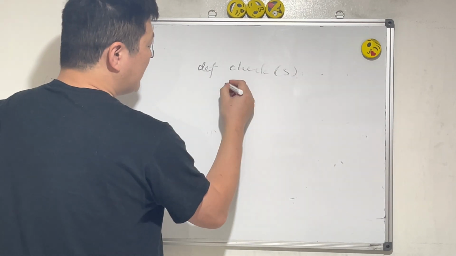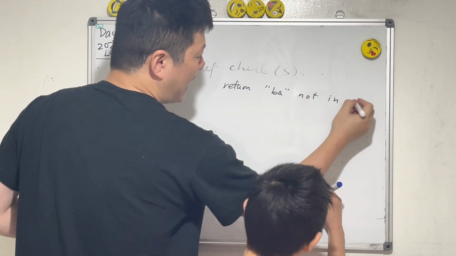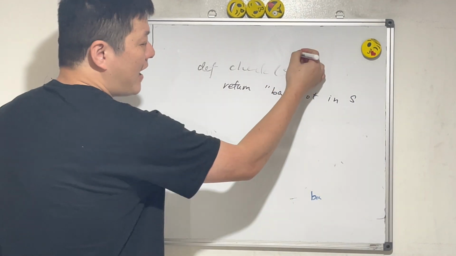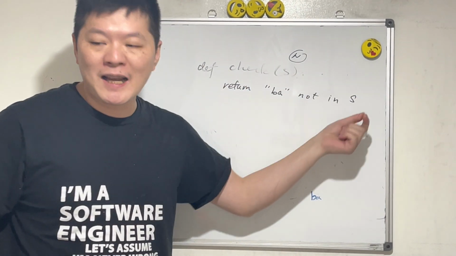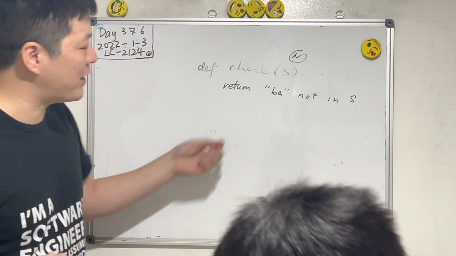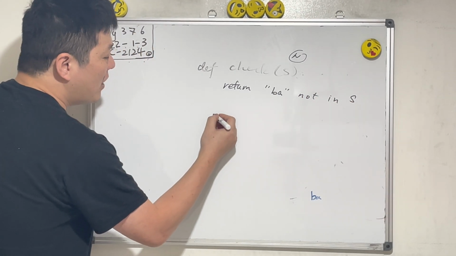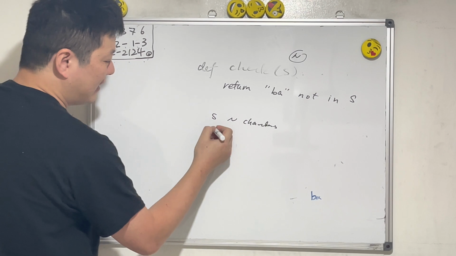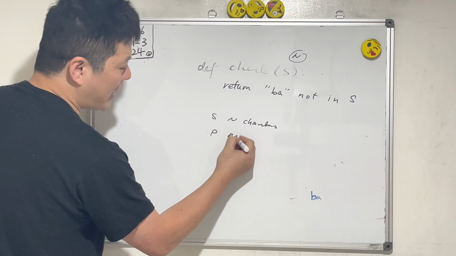Okay, define check(s). Then we can just say return "BA" not in s, right? Simple, easy. What's the time complexity? If there are n characters, in this case it's O(n), but normally there are different ways of implementing checking whether a string contains a substring. If we are looking in a string with n characters for a pattern, the substring we are going to check, with m characters.